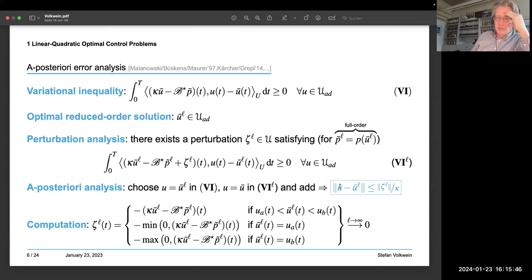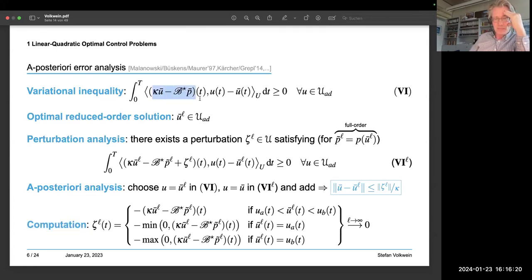The optimal unknown u bar minus the suboptimal u bar L, which is computed, for example, by a reduced order scheme, can be estimated by the norm of theta L divided by kappa. Okay, what about the right-hand side of this estimate? There's a theta L, and this theta L can be computed. Here is the formula. And we see that there is this term here, which reminds us of the same term as here.